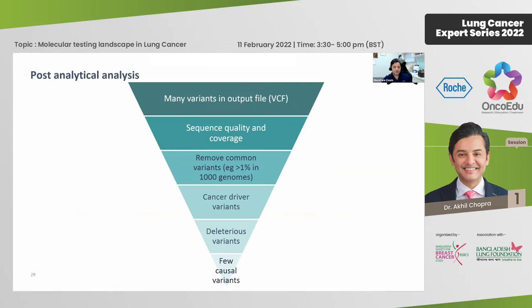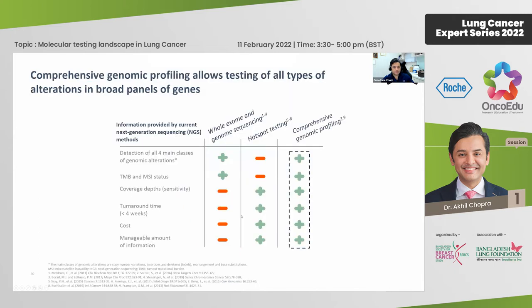Just reading the gene is not enough. After the NGS is done, the post-analytical analysis of bioinformatics is also extremely important because you may find many variants in the particular gene that you sequence, but we want to remove the common variants. We want to focus on the cancer-driven variants. Out of that, we want to choose the deleterious variants and, in fact, the causal variants because you may find a lot of cancer-driven variants, but you may not be able to associate carcinogenesis with these variants, and these may not be actionable.